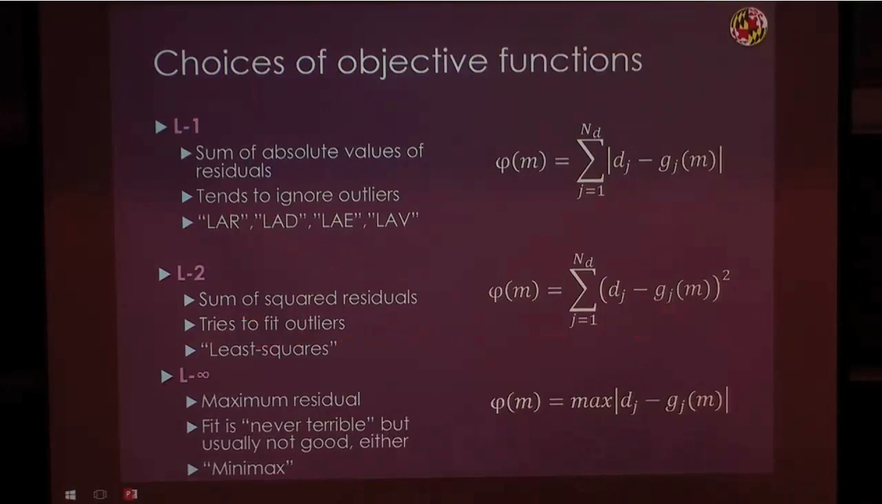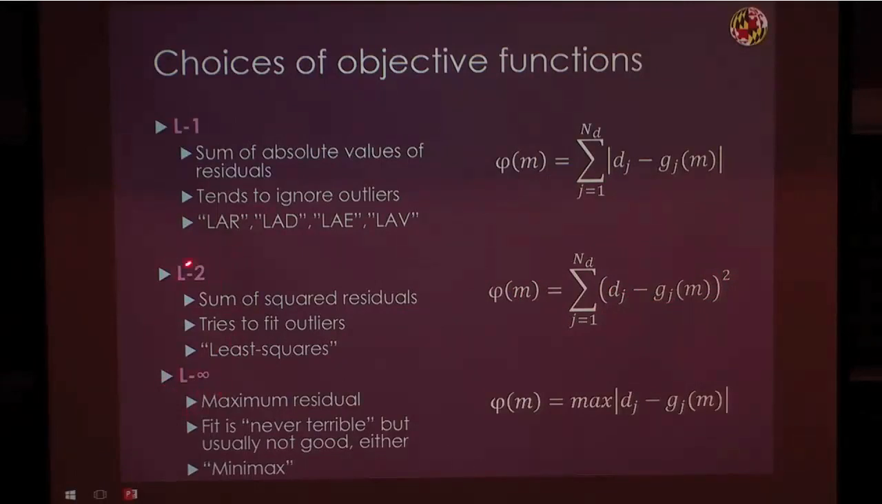And what happens then is that the data that are outliers, in other words, that have high residuals, have a stronger effect, because when you square a larger number, it becomes even larger compared to the other numbers. And so this kind of objective function tries to fit outliers much more so than the L1 norm, which tends to ignore outliers. So if your data is full of outliers, you probably shouldn't use it. This is also called least squares because you're trying to minimize something that involves squares.